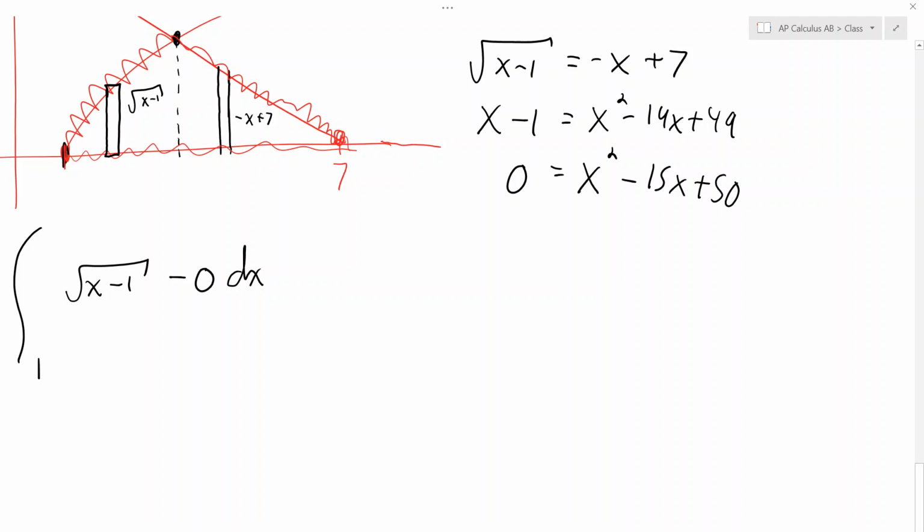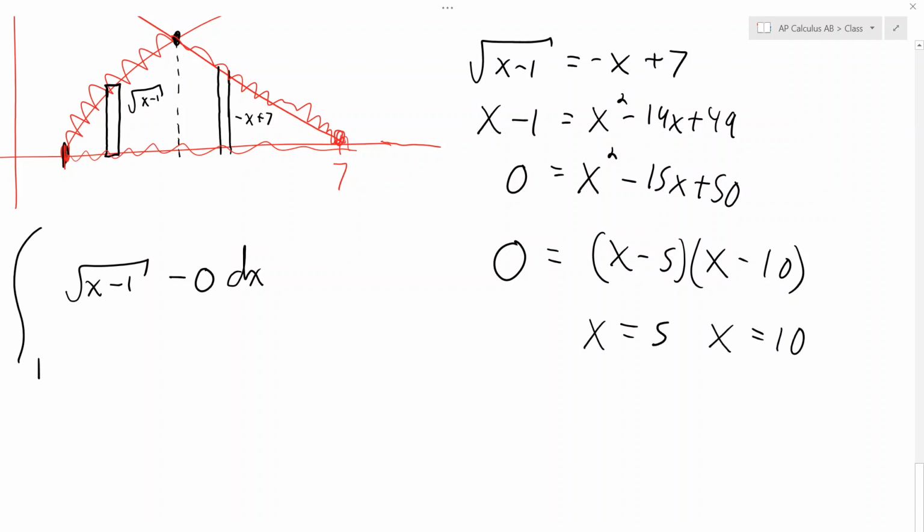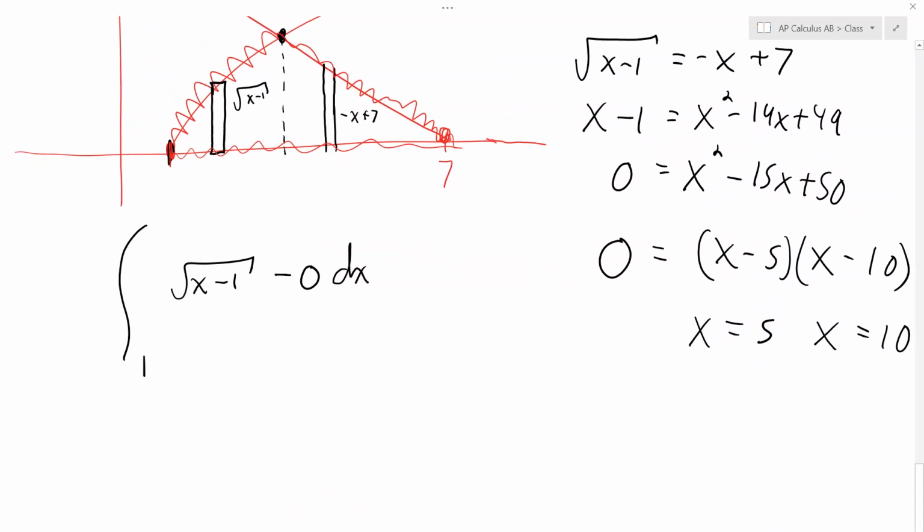So we get x minus 5, x minus 10, and two answers, 5 and 10. Which one do we want? 5. Yeah, 10 is an extraneous solution. It happens because if you drew the other side of this parabola, down here, that line would hit it again at 10. But that's not even on our graph, so it doesn't matter. We're going to 5. That finds the first piece. And then I need to do the integral from 5 to 7 of negative x plus 7 minus 0, technically, times dx.